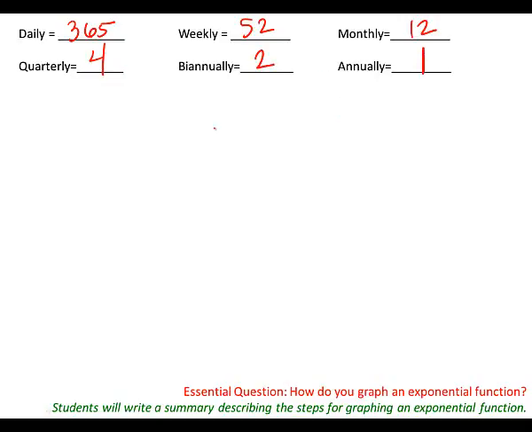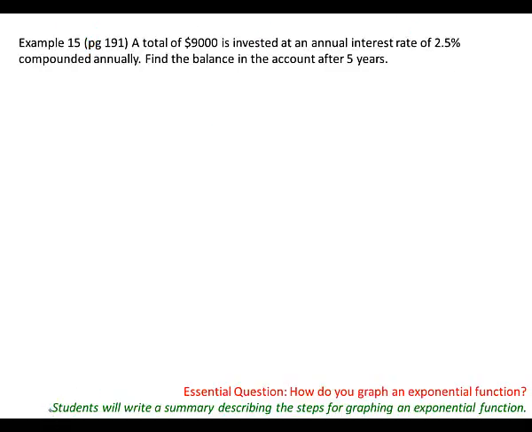So you do need to know those numbers. Those are the ones that most commonly come up. Okay? All right, so let's try one of these problems. It says we've got a total of $9,000 invested at an annual interest rate of 2.5% compounded annually. Find the balance in the account after 5 years.